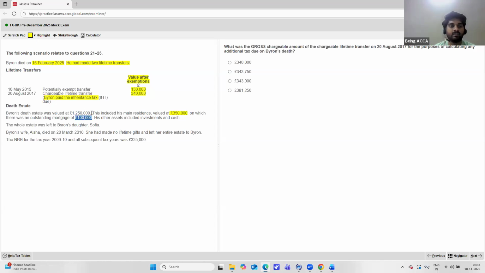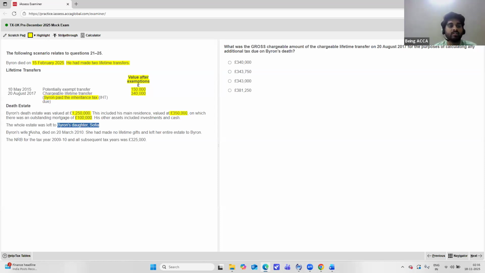And next, the death estate value is 1.25 million. All right. His other assets included investments and cash. The whole estate was left to Brian's daughter, Sophia. Again, it is important to remember whom it is being transferred to.